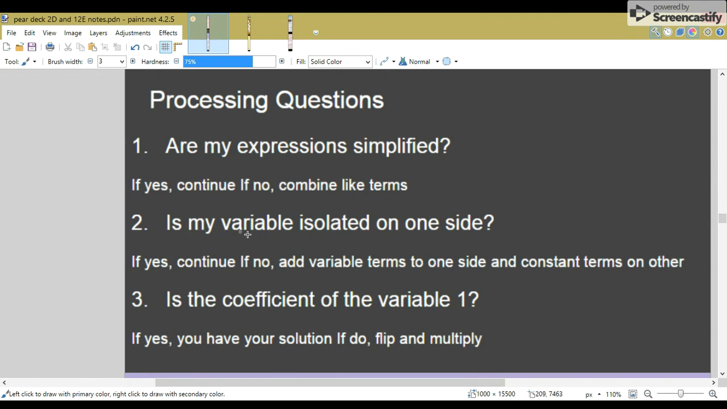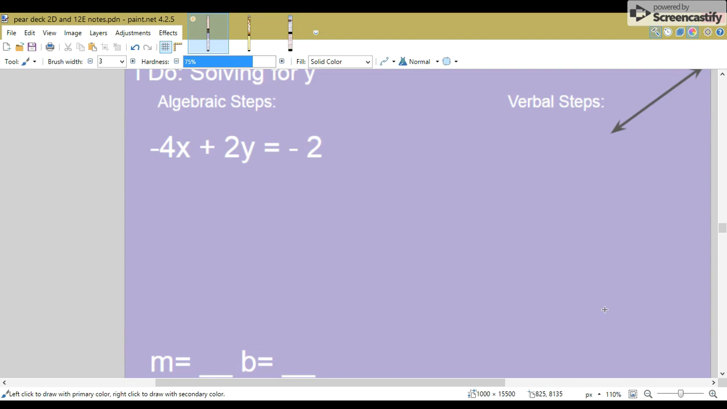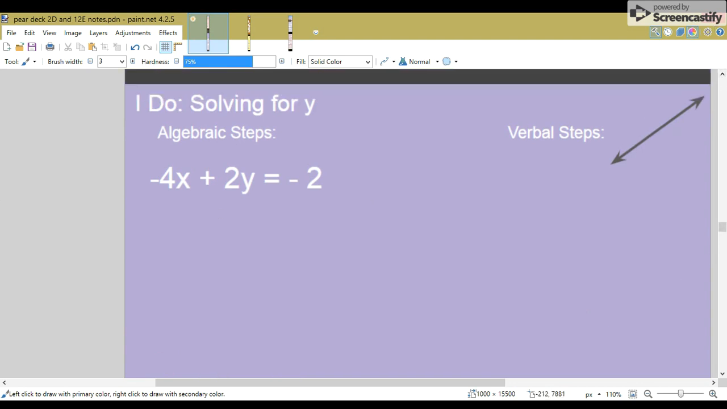Step 2, is my variable isolated on one side? If yes, you continue to step 3. If no, add the variable terms to one side and the constant terms on the other. In step 3, is the coefficient of the variable 1? If yes, you have your solution. If no, flip and multiply. Here's your algebraic steps and your verbal steps. Write these down on your Pear Deck foldables.